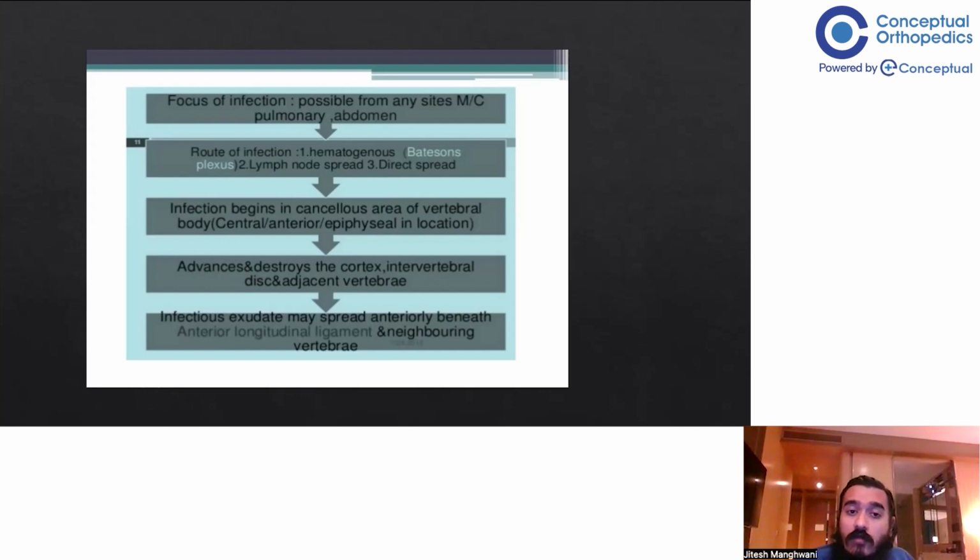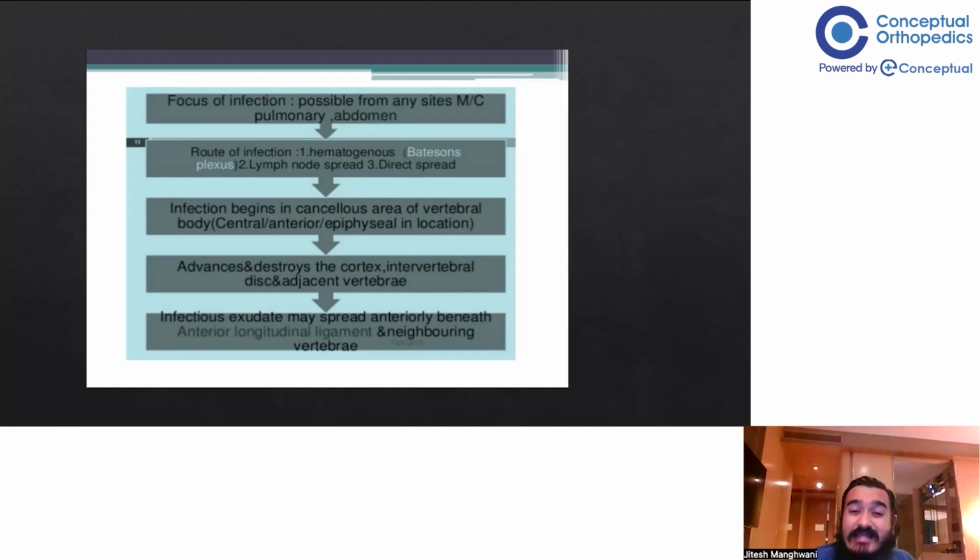What are the routes of infection? The infection from the pulmonary or the abdominal source may spread via the hematogenous way, or lymph node spread, or direct spread. If it is happening via the hematogenous way, it is via the Batson's plexus. Lymph node spread is via the lymph nodes getting involved. Direct spread is if ever the lower lobes of the lung or the posterior aspect is involved. From there, the direct spread may happen to the spine.